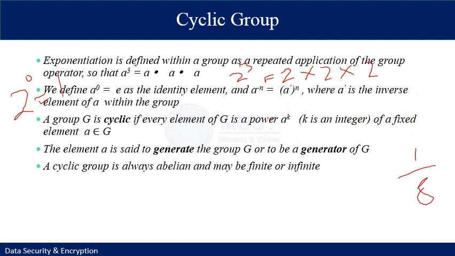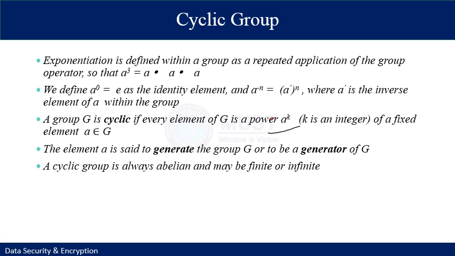So a group is a cyclic group if every element of G is a power of a fixed element A raised to power k, where k is an integer and A belongs to the group G. So if we hold this property, then our group will be cyclic. In simple words, if every element can be represented with a power a raised to power k, then your group is a cyclic group. The element A is said to generate the group G, or to be a generator of group G.